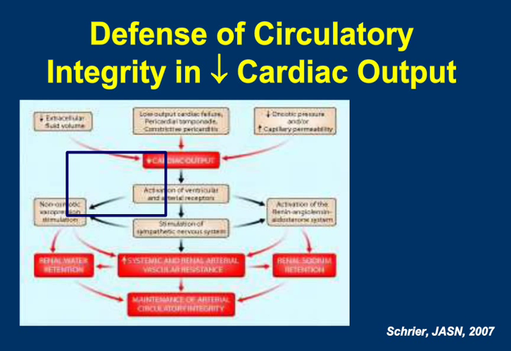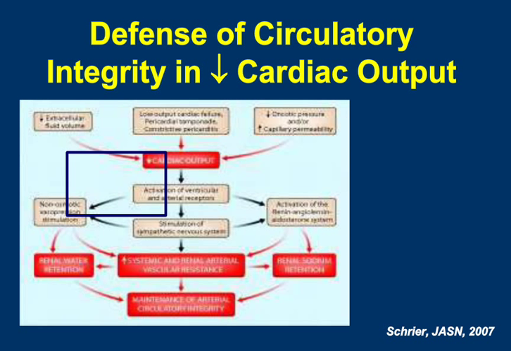Well, this brings up this issue of circulatory integrity, which I think is an easier concept to think of than, quote, effective circulating volume. If you have a low output cardiac failure or pericardial tamponade or constrictive pericarditis or extracellular fluid volume depletion or a decrease in oncotic pressure or an increase in capillary permeability, as you'd see in sepsis, you'll have a decrease in cardiac output. That activates these receptors that we talked about that defend extracellular fluid volume and arterial integrity.